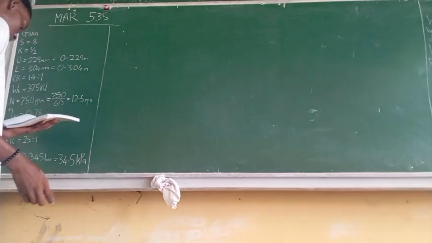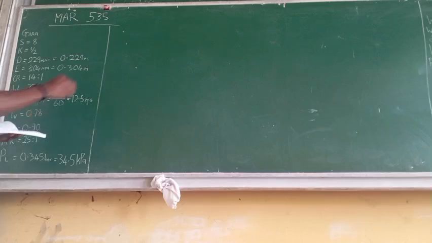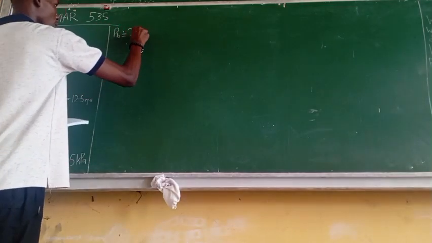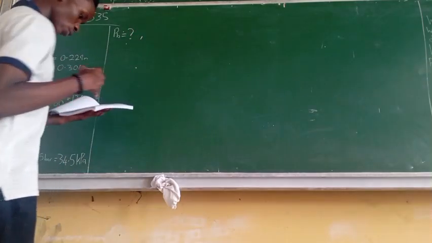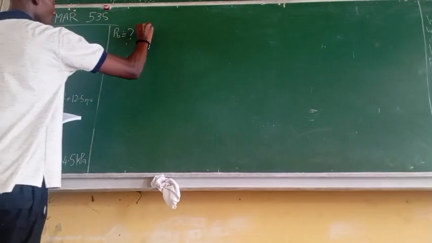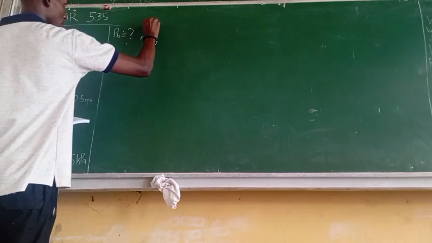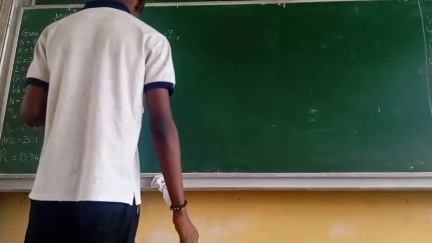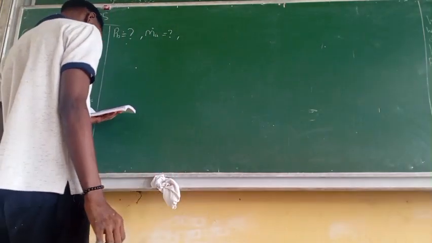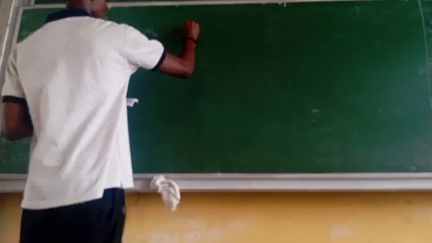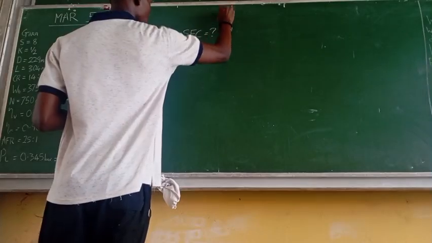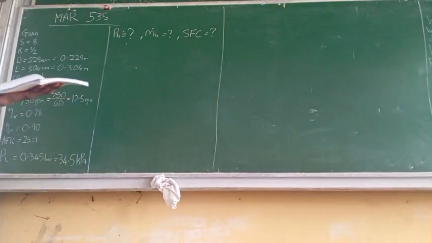Now in the question we are asked to find the indicated mean effective pressure in the working loop, so we are looking for our PD. What else are we asked to find? The mass flow rate of air, and also the specific fuel consumption, that is your SFC. So these are the three things we are looking for. Now, let's start.